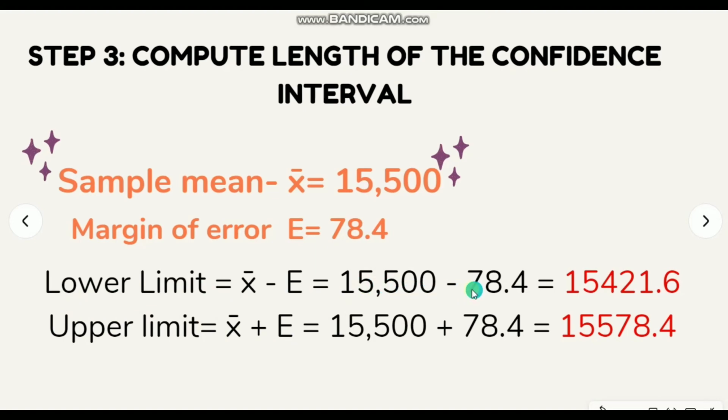In this lower limit, the sample mean 15,500 minus the margin of error 78.4 is equal to 15,421.6, while the upper limit, the sample mean 15,500 plus the margin of error 78.4, is equal to 15,578.4.